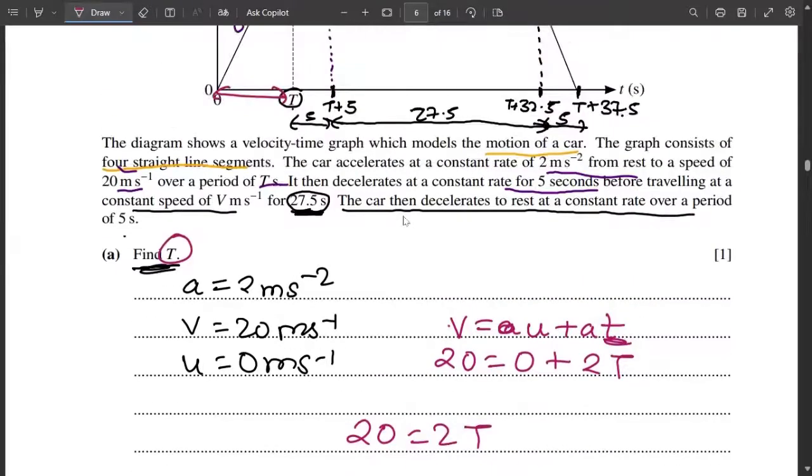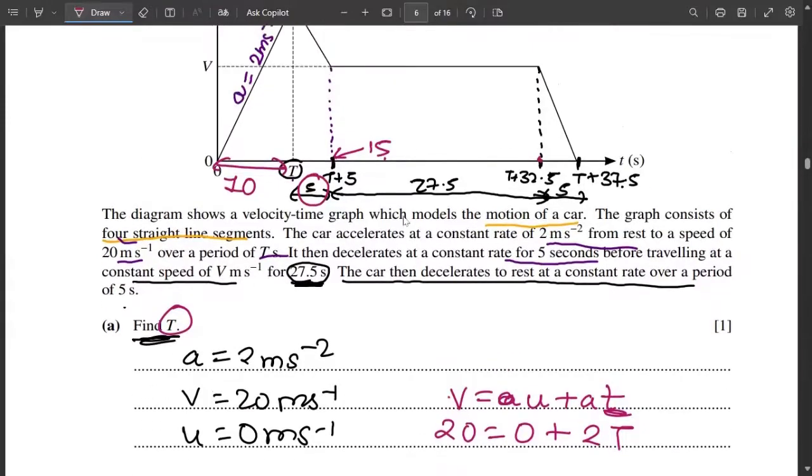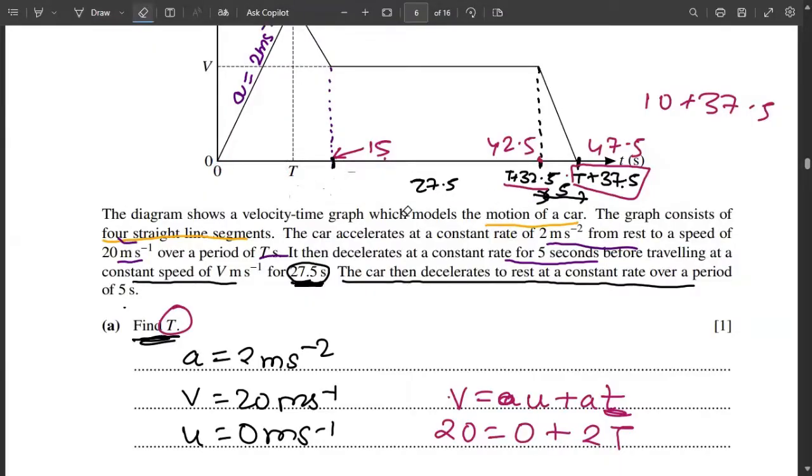So that means the acceleration is happening for 10 seconds. And now everything is clear. Once we know that this is 10 seconds, we can also say that this will be 15, because this is taking an additional 5 seconds. And this will be T plus 32.5. That is, T is 10, so 10 plus 32.5 is 42.5. And we know that this is T plus 37.5. So T is 10, and 10 plus 37.5 will be 47.5. Now we know every detail about the timing. So let us write it down perfectly.